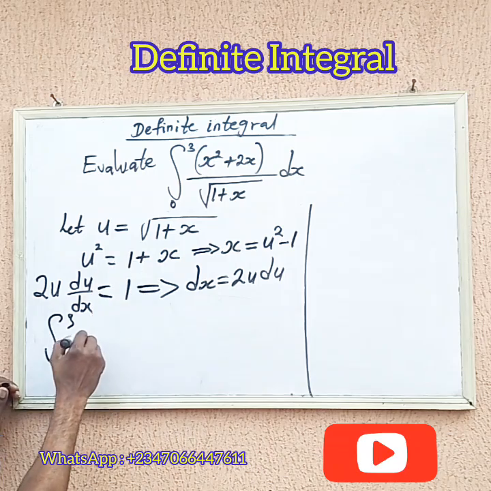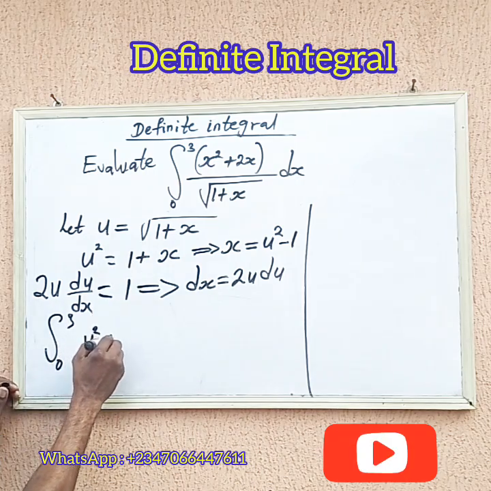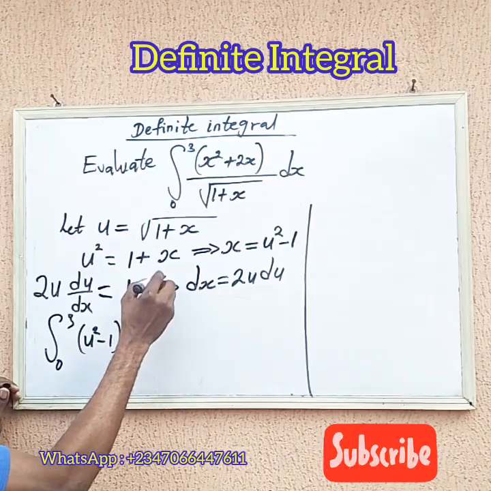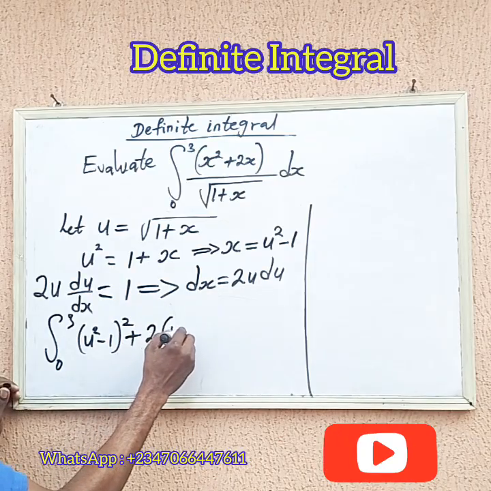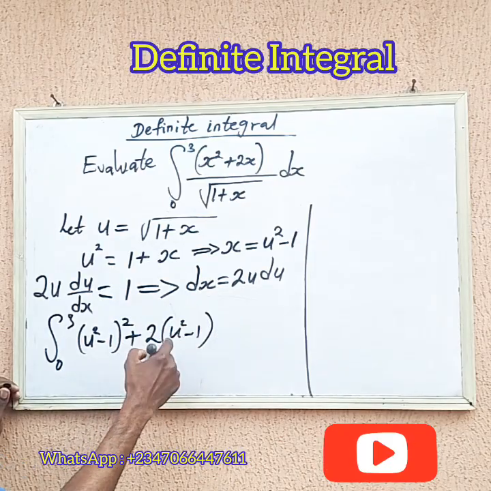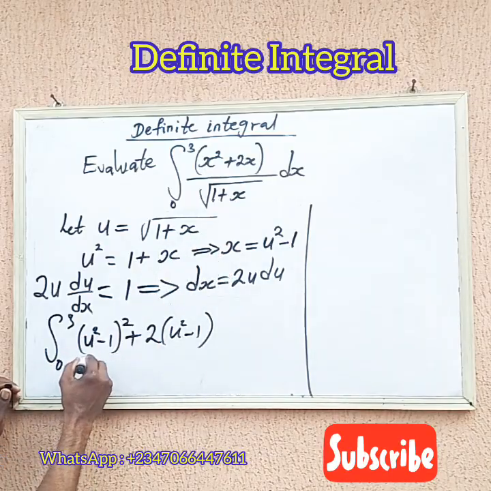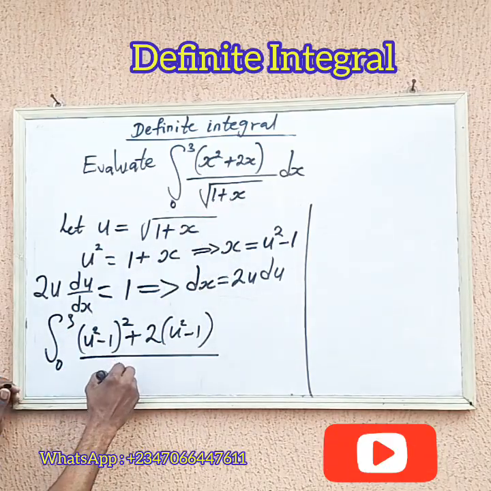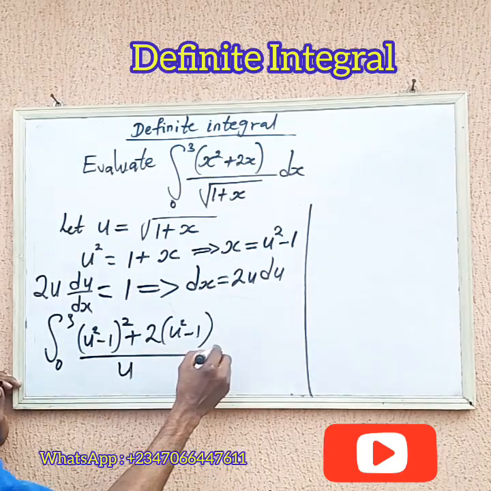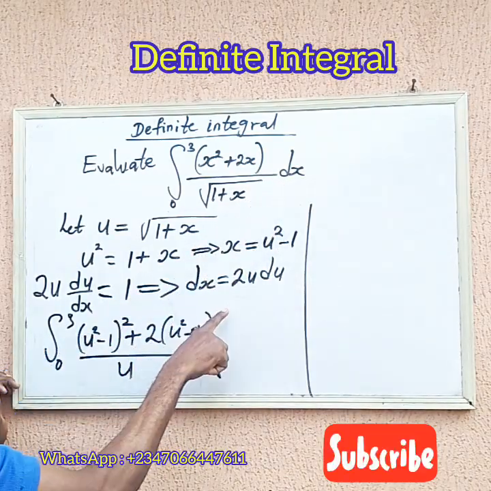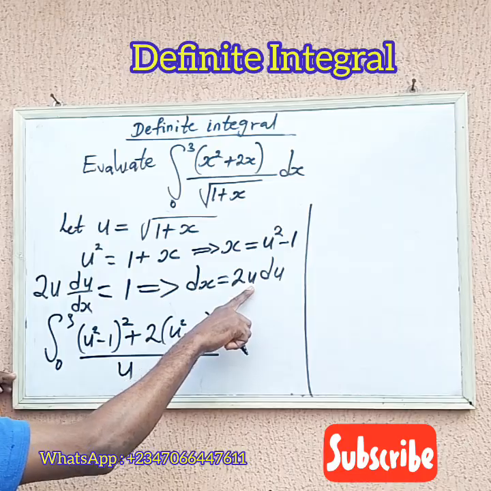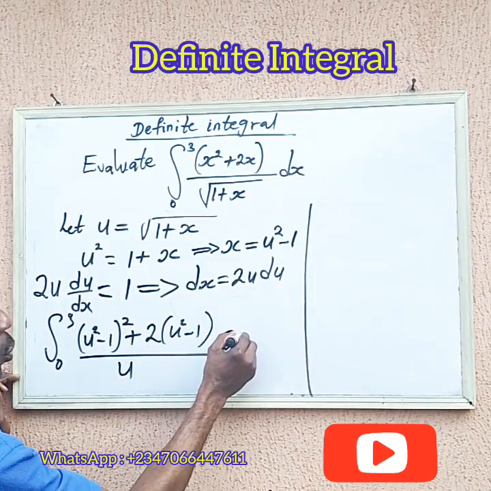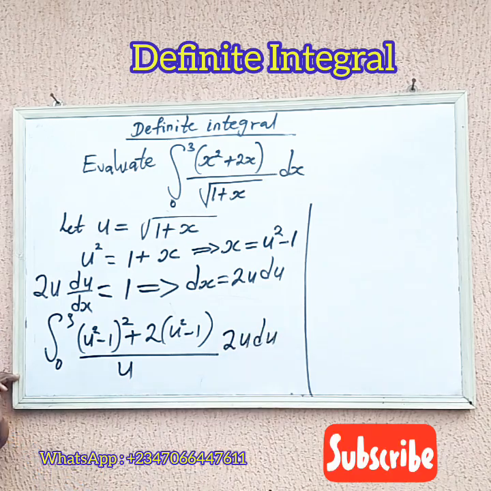So here is having a square. We're going to have u squared minus 1, all squared, then plus 2 into u squared minus 1, all over the whole of this place, which is u. Then the dx is now represented by 2u du. The whole thing, because this is not a function of u, everything has to be u. That is 2u du. Good.